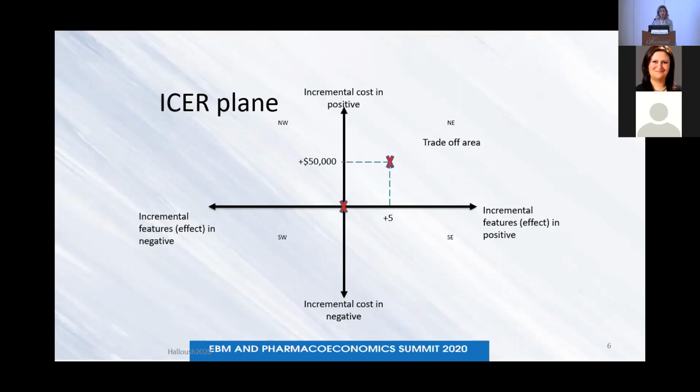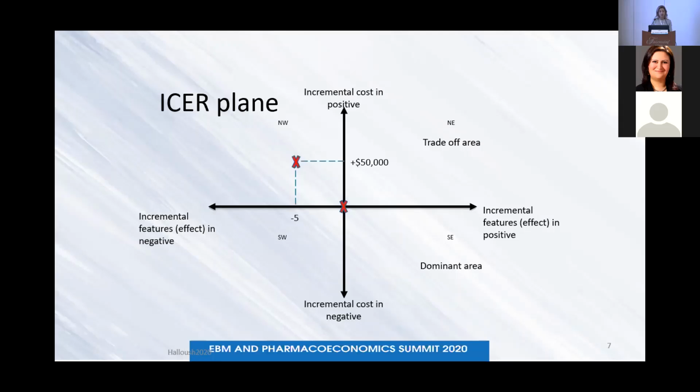This quadrant is actually called the trade-off area, where the decision is related to how much you are willing to pay for this. So if you want to talk about whether the drug is cost effective, then the decision should be related to the willingness to pay. The other scenario is that if we have an increase in effect but a decrease in healthcare costs, in this area, the cost effectiveness question is really easy, that the drug is dominating the comparator.